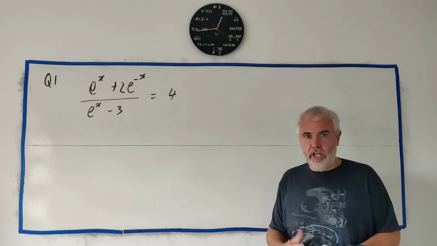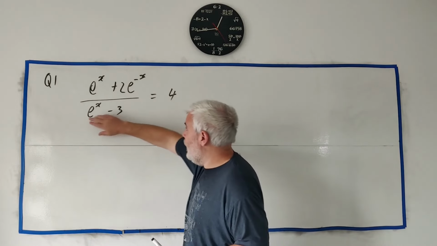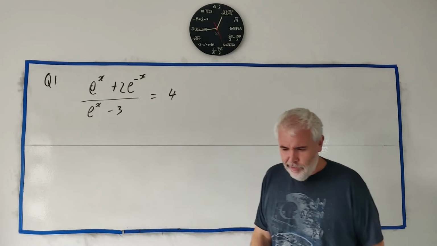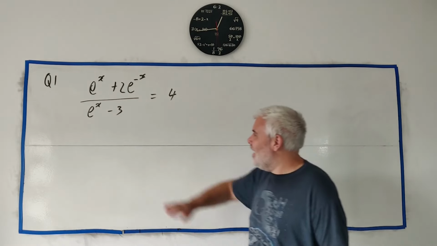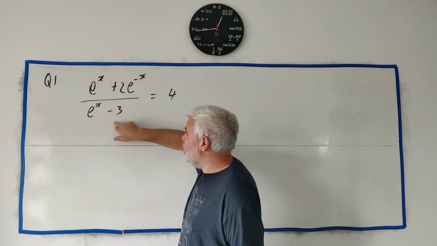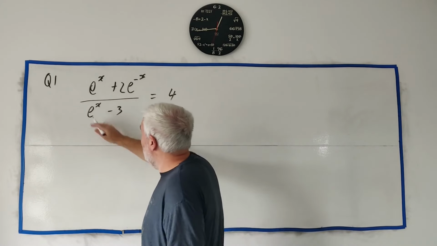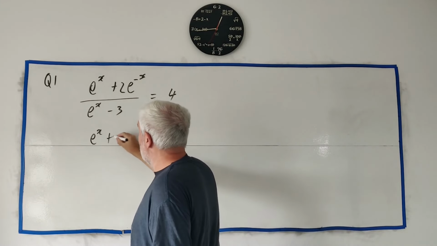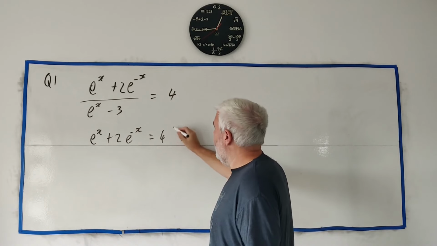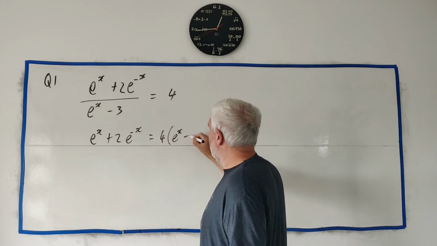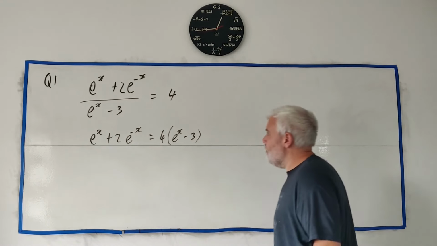The first thing I would suggest doing is this bottom row. Always get rid of these bottom rows. It makes it just much easier to deal with. Dividing is horrible. Okay, so we'll multiply everything by e^x minus 3, this whole term on the bottom. The left side will just disappear, and it will reappear as a multiply on the right side, e^x minus 3.